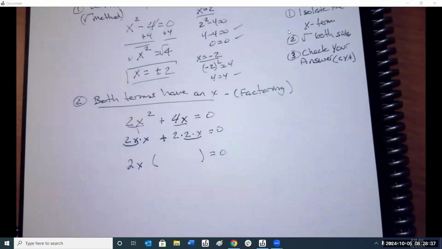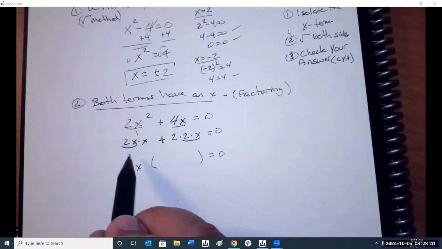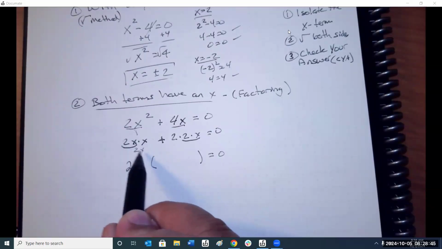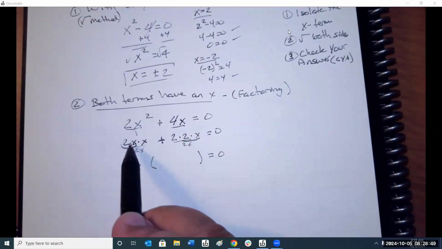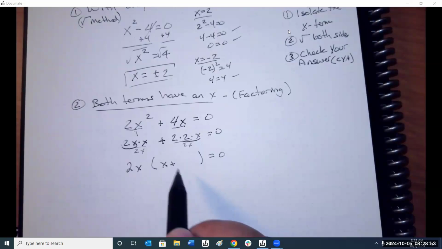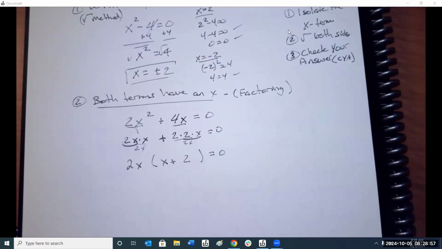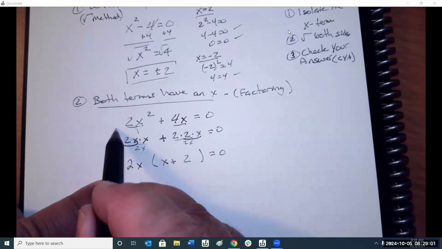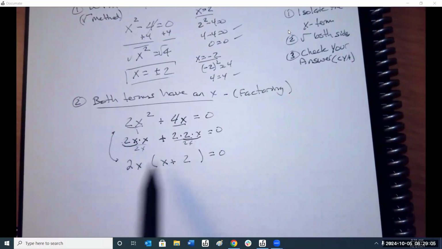Now, whatever is left after I take out the 2 and the x goes inside the parentheses. Remember, whenever you factor something out, it's like dividing. If I divide both of these by 2x, what do I have left? The 2's cancel, x cancels, so I have x plus the 2 and the x cancel, so we have 2. So this equation is the same as that one. It's just that we have no more exponents.